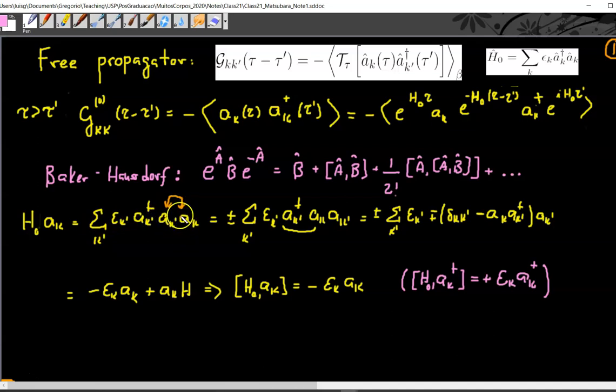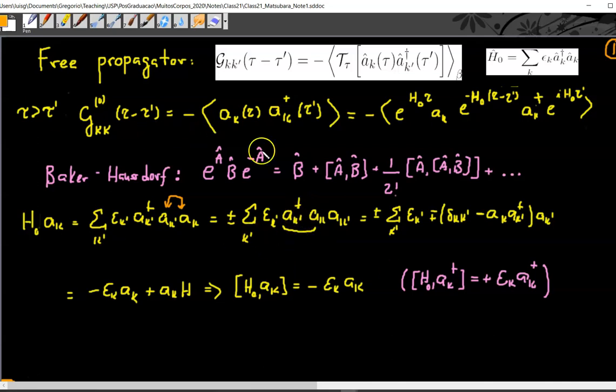And then I need to get this A_k close to this A dagger k prime. So the first thing I do, I switch these two. So I do an exchange. Here, I might get a minus sign if I'm talking about fermions, and I'll get just the plus sign if I get bosons. And I get here, now I have A_k close to A_k prime dagger. And this will be what?